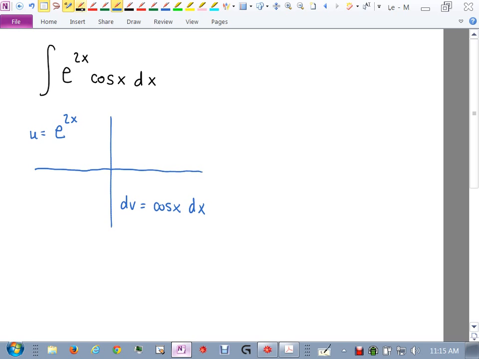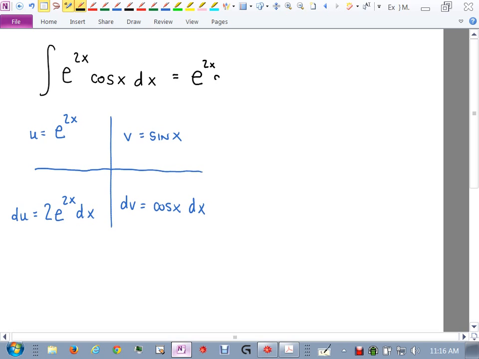All right, what is the derivative of u? So what's the derivative of e to the 2x? 2e to the 2x, right? dx. So that's chain rule involved there. And then what's the antiderivative of cosine x? Sine x. Okay. Let's set up our new integral. I'm going to go ahead and put it up here. It's uv, so e to the 2x sine x minus the integral of v du.